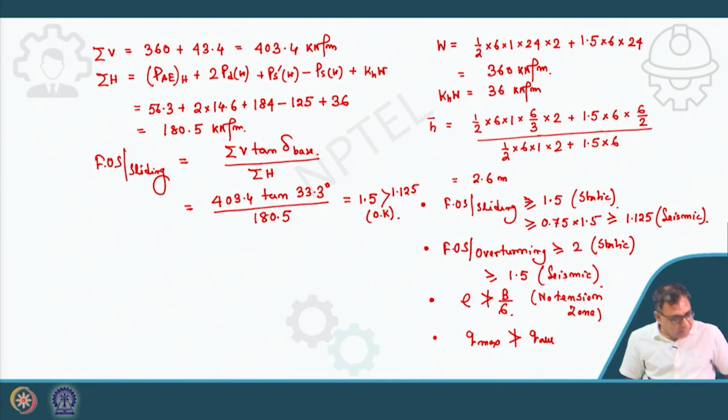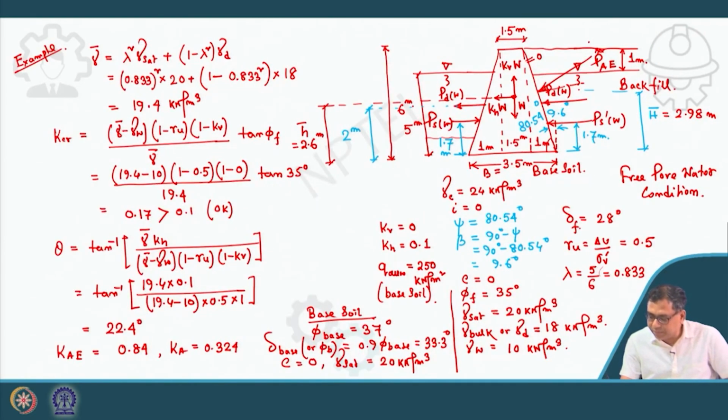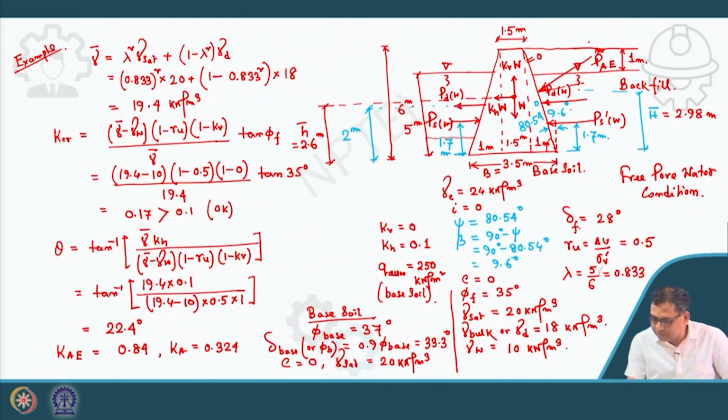Okay. Now, we will go for the overturning part, and for overturning, first I have to calculate the resisting moment. Which forces will give me the resisting moment? This W will give, this vertical component of PAE will give, and PSW, acting in the opposite direction, will also give the resisting moment. So, now calculate that. The total weight is 360, and because it is symmetric, the lever arm will be half of B, so 3.5 by B.